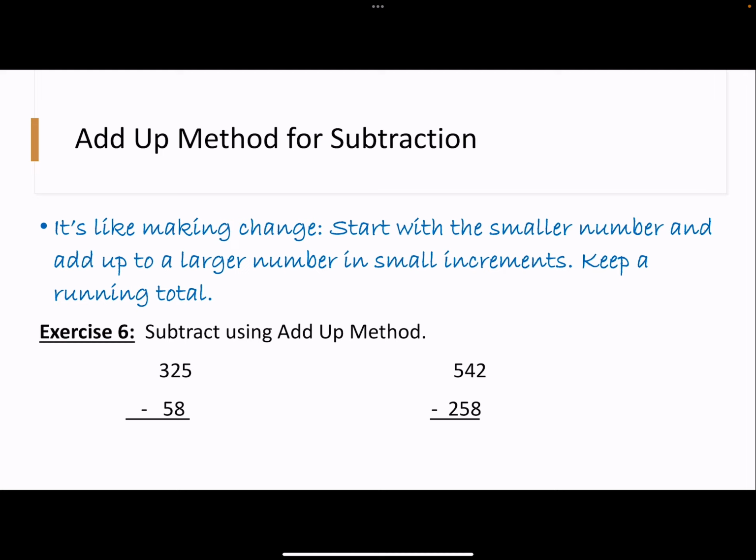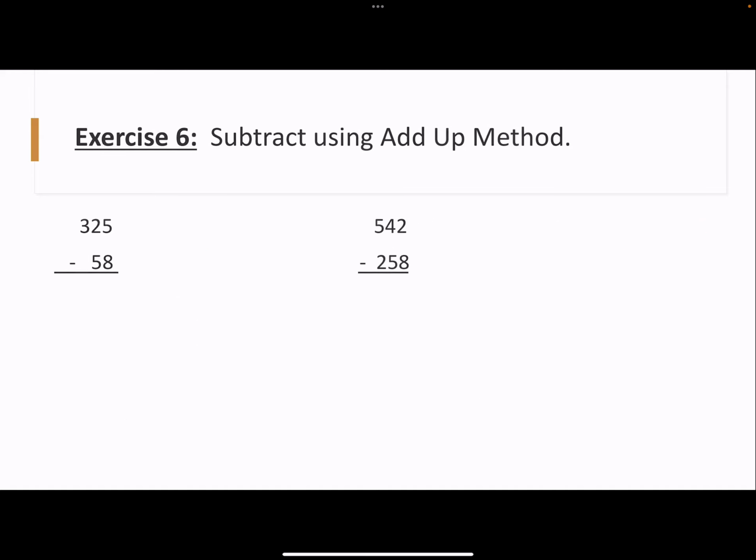You start with a smaller number and you add up to a larger number in small increments, and then you add up those small increments. Let's look at an example of the add-up method. All right, so to start, for more room, we're going to go to a new screen, and we're going to take 325 and subtract 58, this time using the add-up method.